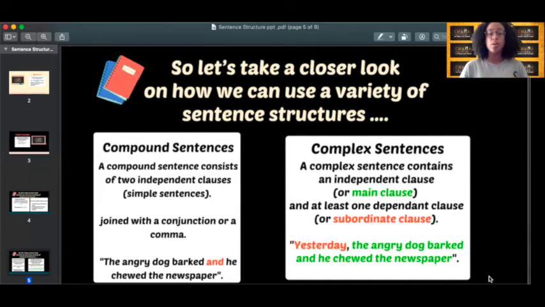For example, yesterday, comma, the angry dog barked and he chewed the newspaper. Yesterday is the subordinate clause. So it's the dependent clause because it doesn't make sense on its own. If you just put yesterday, you'll be like, okay, what else are you going to say? Yesterday? What happened yesterday? As a reader, you'll get frustrated because you don't know what happened. So we need the other part, which is the main clause. The angry dog barked and he chewed the newspaper. And that makes sense on its own because we've had that already when we were looking at the compound sentence.